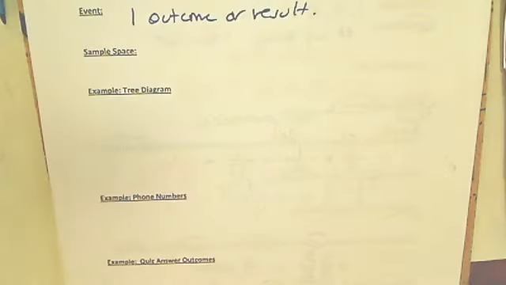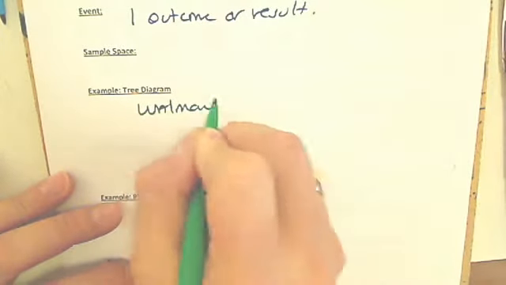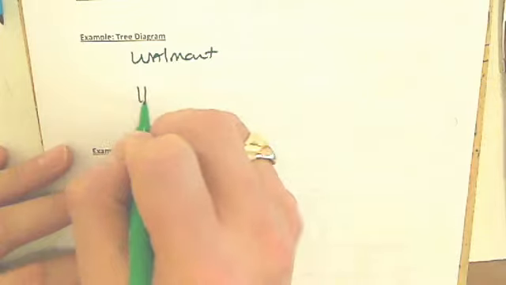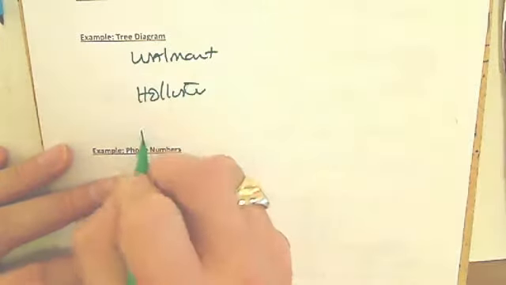Tree diagram, really quick. I need the names of 3 stores you shop at. Walmart. Okay. Let's do Walmart. What else? No, I need clothing stores. Hollister. Forever 21.